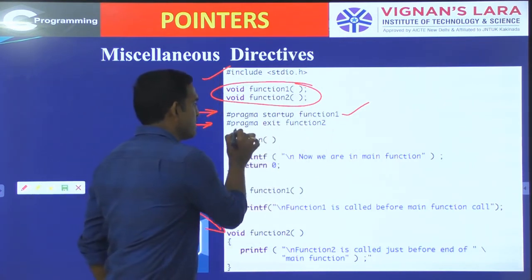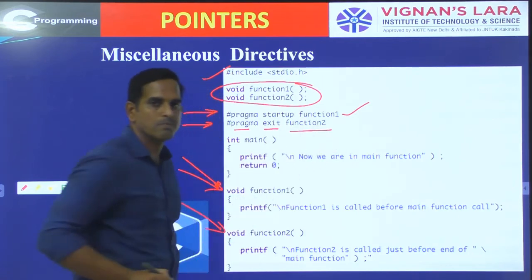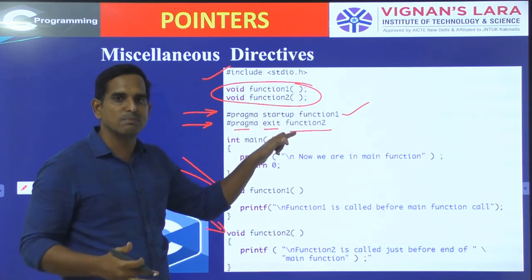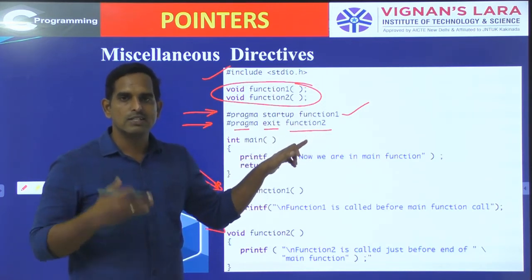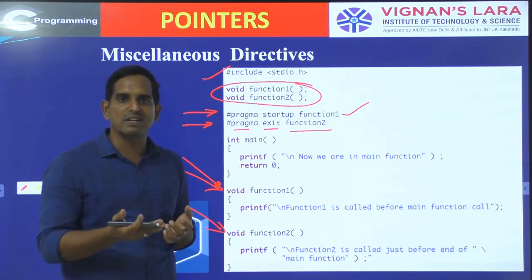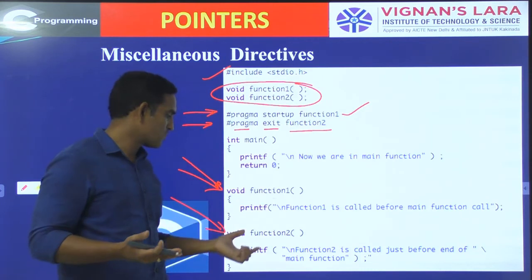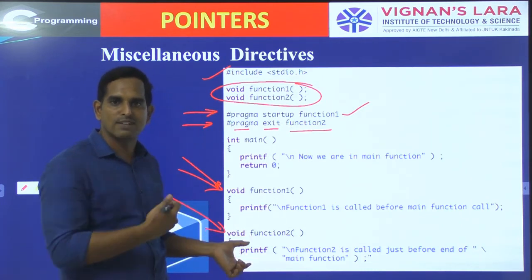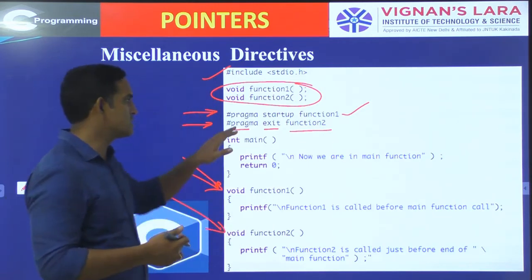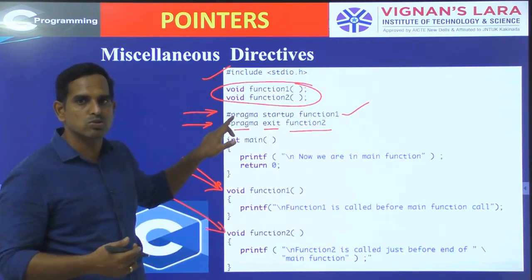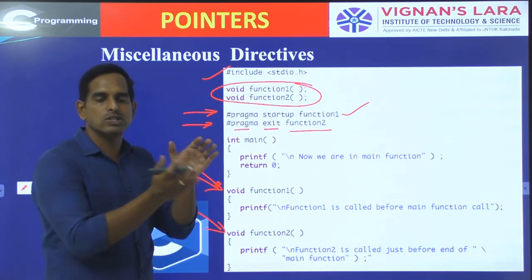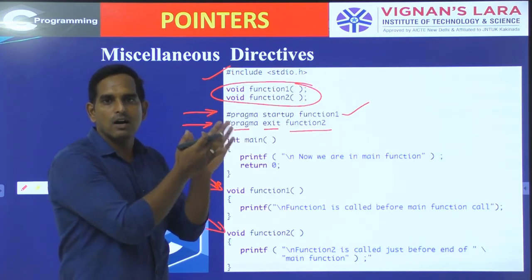So you are saying Pragma exit function 2. Exit function 2 means after the main, during the exiting of the program, I have to execute function 2. This is the information I am providing to the compiler, that is, after exiting the main function, I have to execute function 2. So function 2 will be executed after the main. So it will be printed, function 2 is just called. So in this manner, the Pragma directive can be used to provide information to the compiler whether to execute a function before the main or after the main.